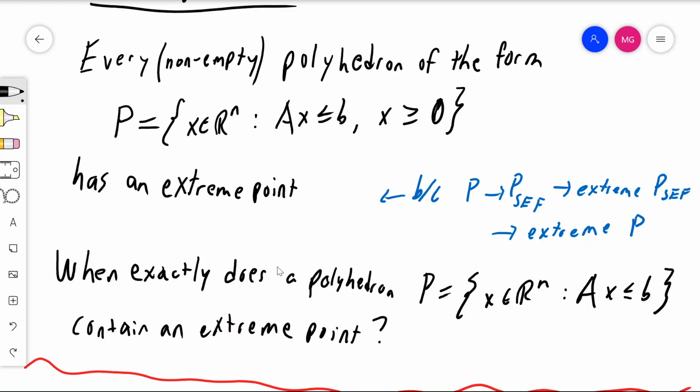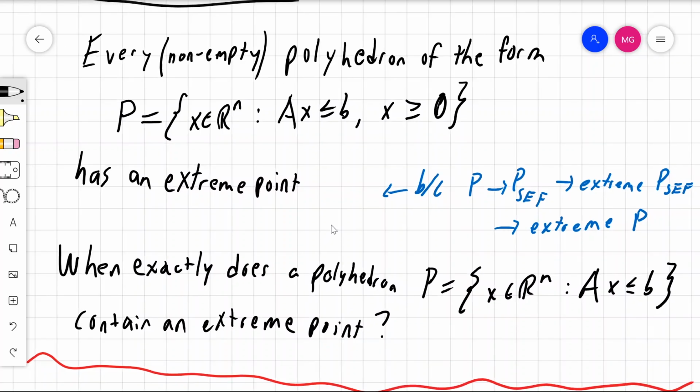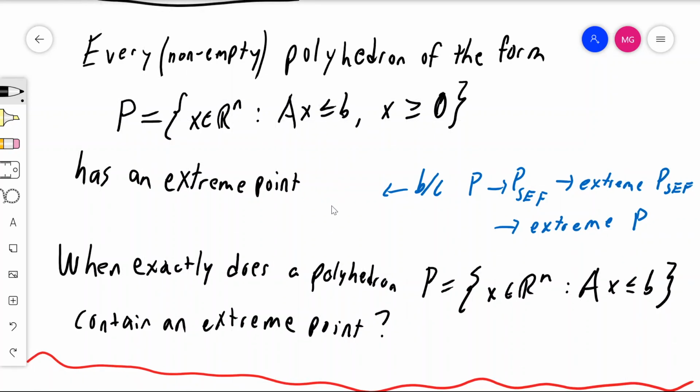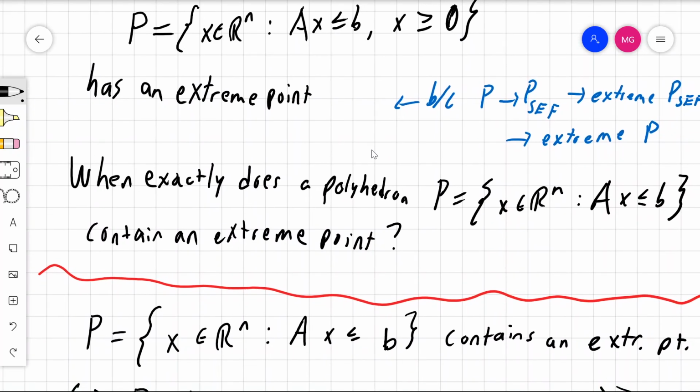It's not guaranteed anymore. So when exactly does a polyhedron of this form, the x's that satisfy Ax less than or equal to b, contain an extreme point? Now we're not saying that x is non-negative, it just satisfies Ax less than or equal to b. Because we know that when we enforce x non-negative, they definitely have an extreme point. But when we drop that condition, when does that polyhedron have an extreme point? That's the question we can answer.